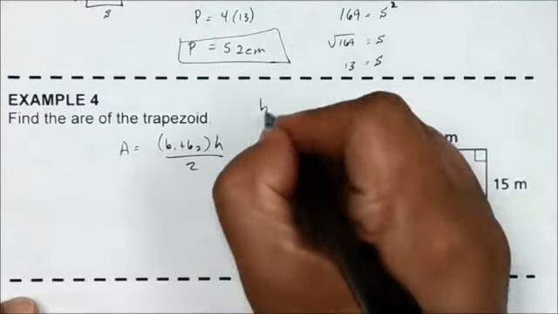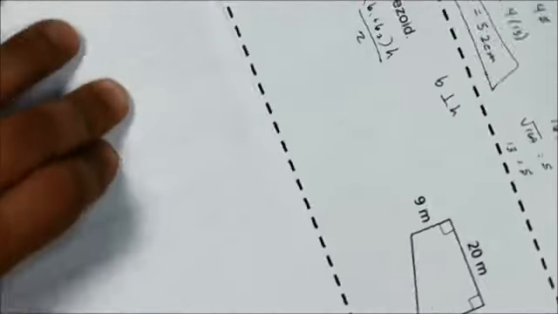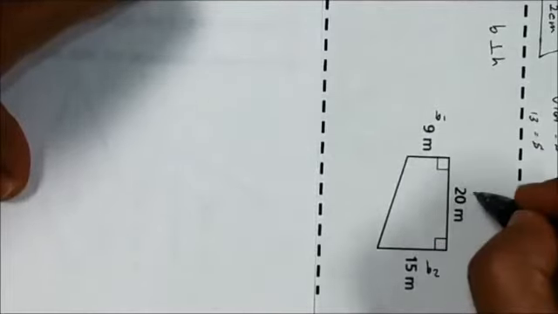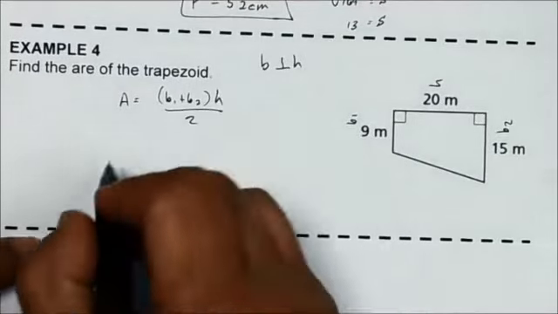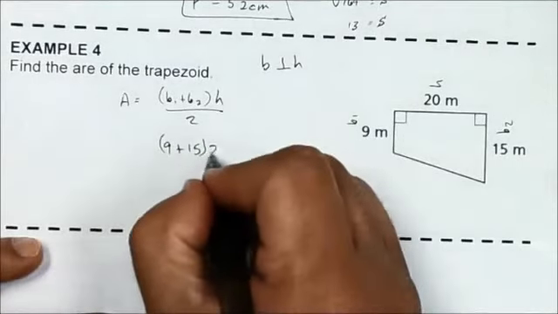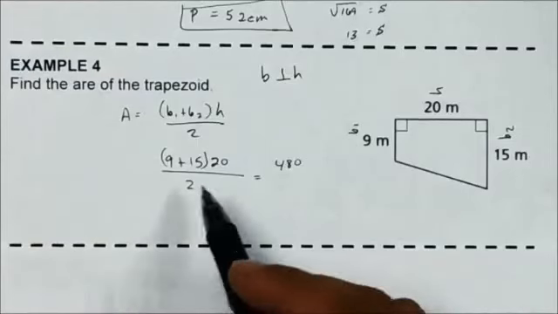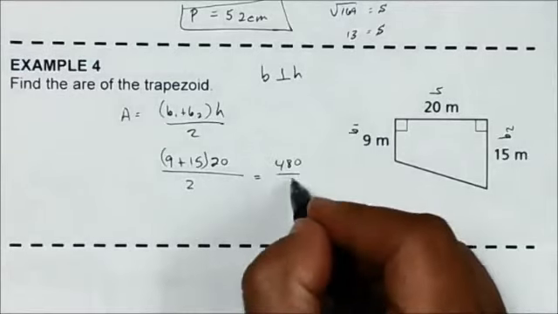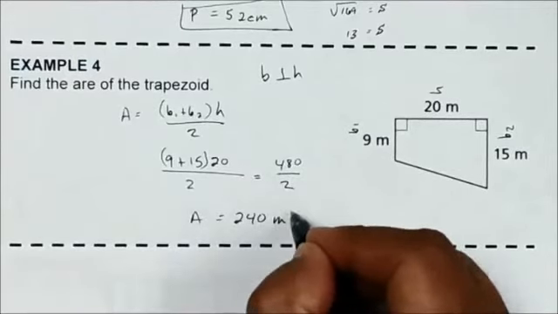Right, remember what I said about the base and height being perpendicular. So this thing you're going to have to turn, where this would be your base, and this is your base. This 20 is going to be your height. All right, so for this I'm going to have 9 plus 15 times 20, and I want to divide that by 2. Alright, so adding 9 plus 15 times 20 gives me 480, and I divide that by 2. My area is going to come out to 240 meters squared.